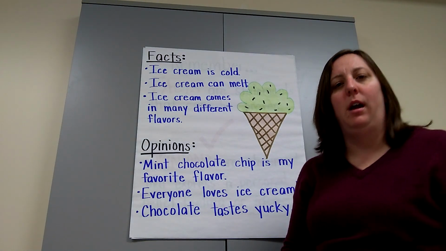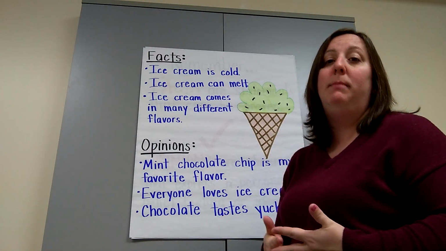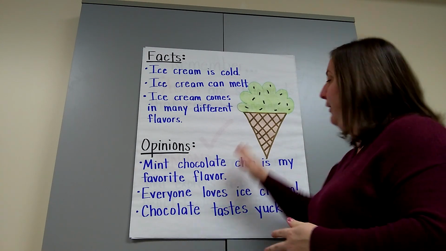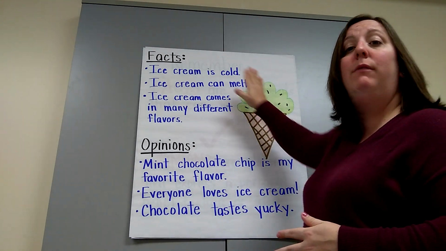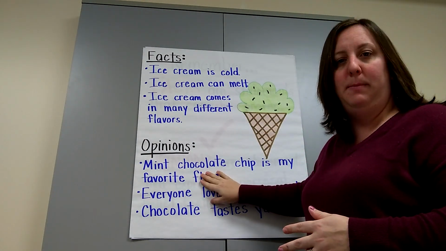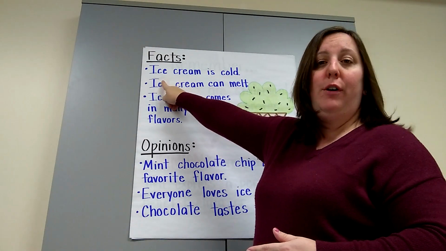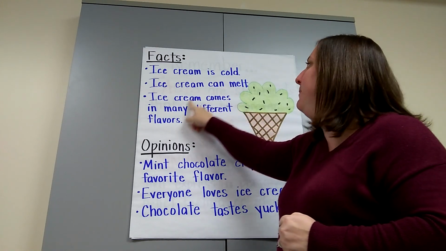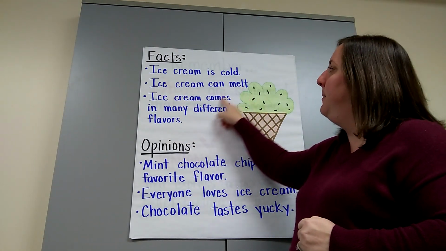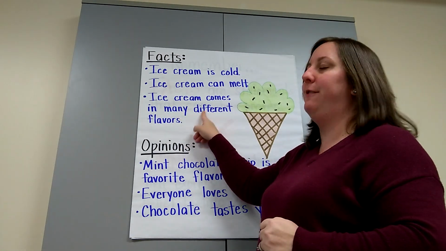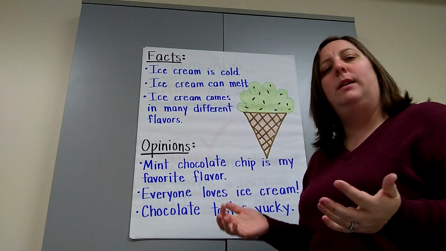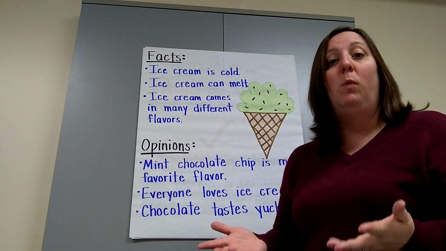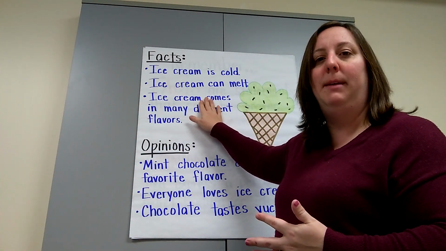Now, when we're doing our writing, you will notice that we can make fact statements and opinion statements about the same topic. For instance, here is an ice cream cone, and I wrote some facts and some opinions. For facts, I wrote ice cream is cold. If I touch it, it's cold. I can prove it. Ice cream can melt. Ice cream comes in many different flavors. If I go to an ice cream shop, there are many different flavors that I can see. Once again, I can prove these statements.